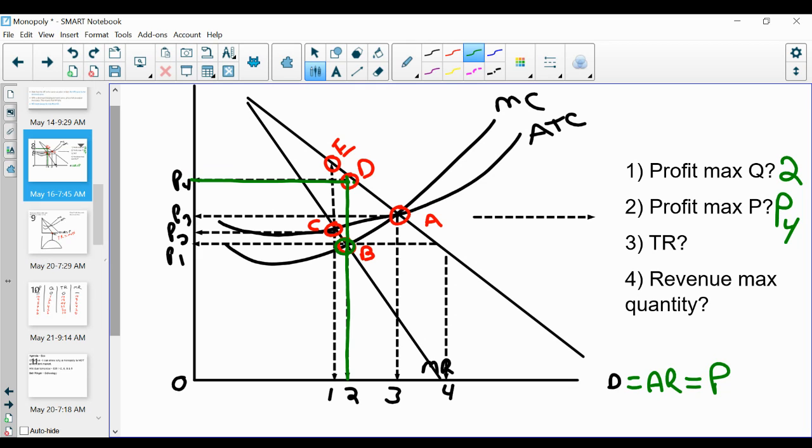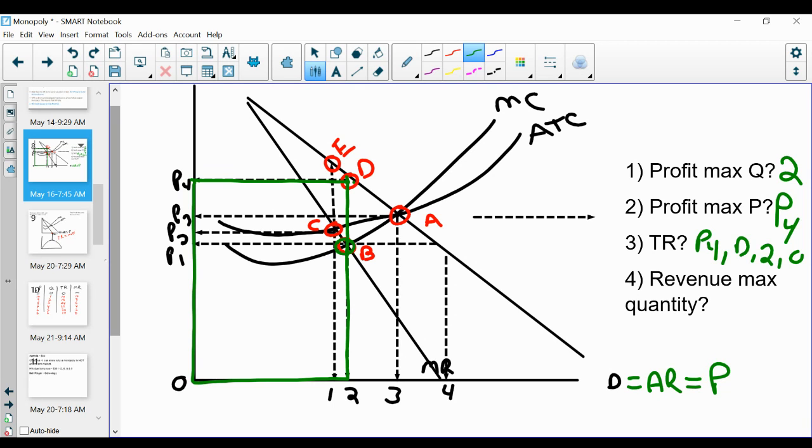Okay, so next is, what's my total revenue? Well, I actually have it there already, because remember, total revenue is price times quantity. So my price is P4, my quantity is 2. So the 4 points that make up my total revenue are P4, D, 2, and 0. So if you were able to pick out those 4 points, awesome job.